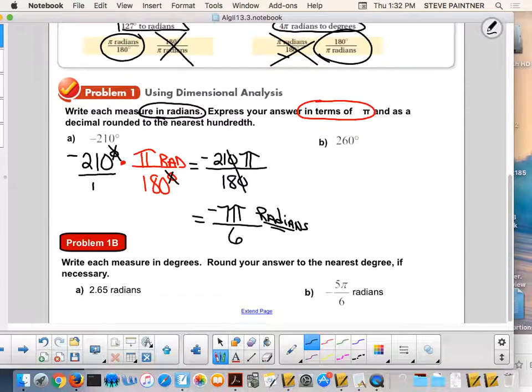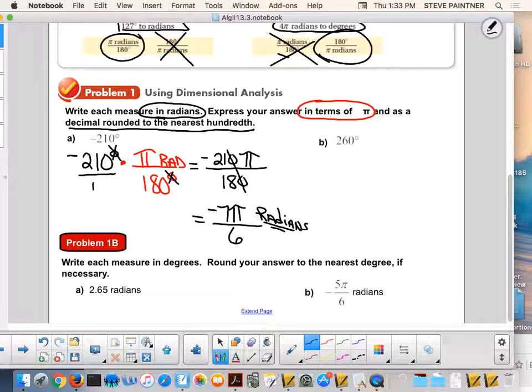There's one more thing. It says, give me the decimal rounded to the nearest hundredth. So here's the deal. I want to know how many radii I wrapped around the circle. What is that number? Okay, type it in. Do you use the pi symbol or would you use 3.14? No, never use 3.14 because it's not really the answer.